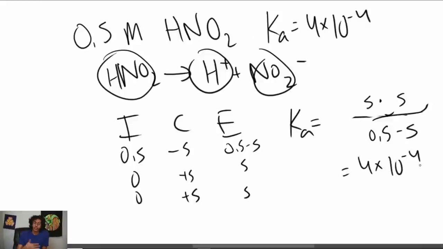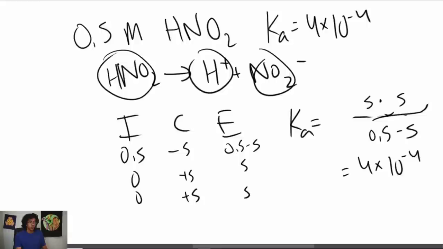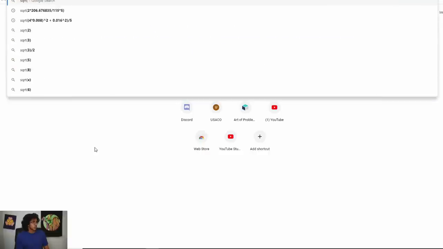There are two ways to solve this. If S is tiny relative to 0.5, we don't really care what exactly it is. So we just need to solve for S and see whether it's close, and if it is close, then we can just ignore this part. If we solve for it, we get S squared over 0.5 is equal to 4 times 10 to the negative 4. That means S squared is equal to 2 times 10 to the negative 4. Let us solve for S: the square root of 2 times 10 to the negative 4.